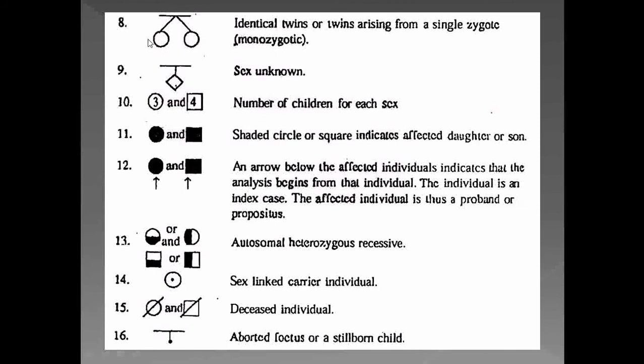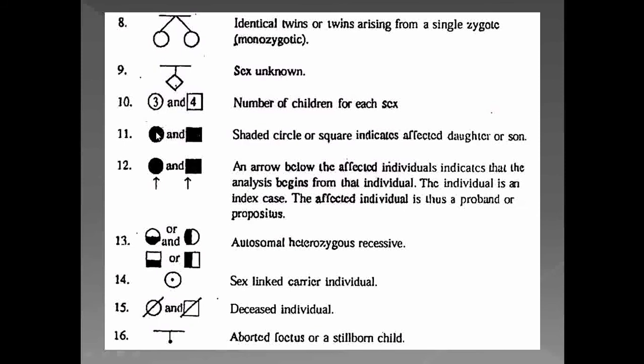So it will indicate the monozygotic twins. Okay. Then the next symbol will indicate the sex is unknown. Then some numbers in between the circle or in the square will indicate the number of children. So here, three daughters and four sons.